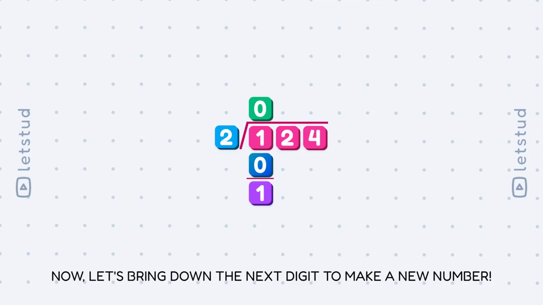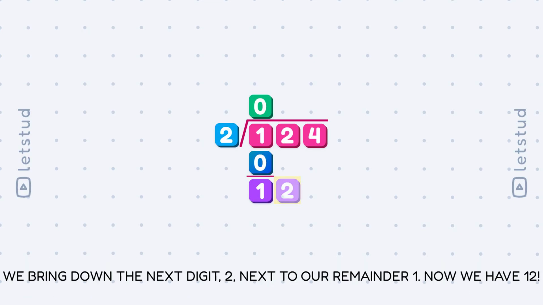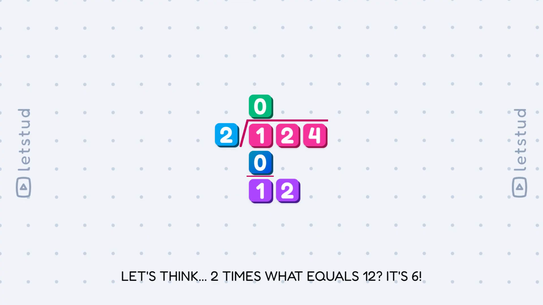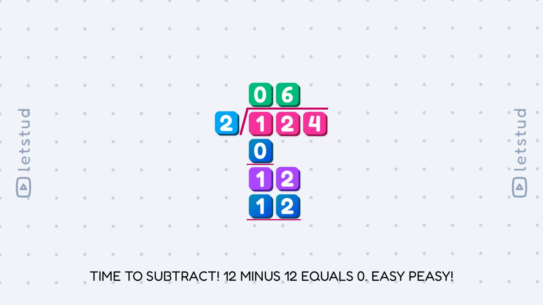Now, let's bring down the next digit to make a new number. Look at that, we have a 1 and a 2 making 12. How many times does 2 fit into 12? We bring down the next digit, 2, next to our remainder 1. Now we have 12. Let's think, 2 times what equals 12? It's 6. We write 6 in our quotient, and 6 times 2 is exactly 12. Time to subtract. 12 minus 12 equals 0. Easy peasy.